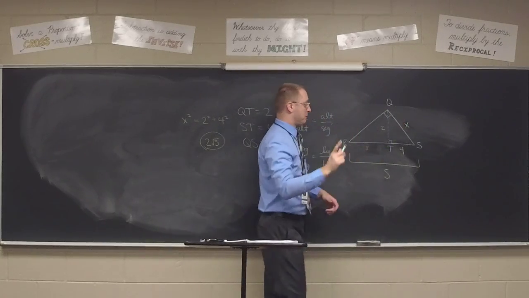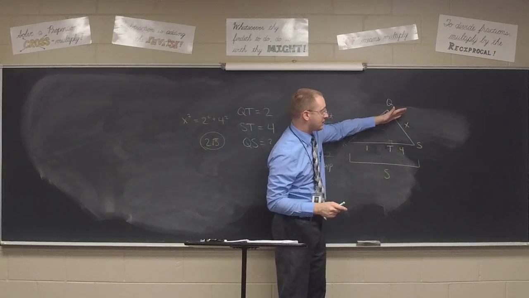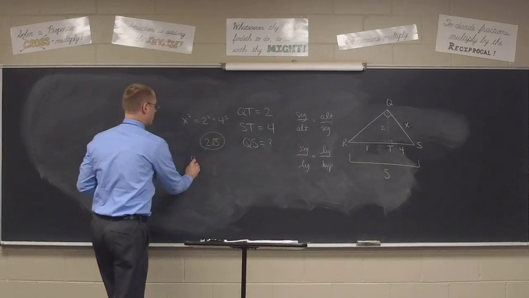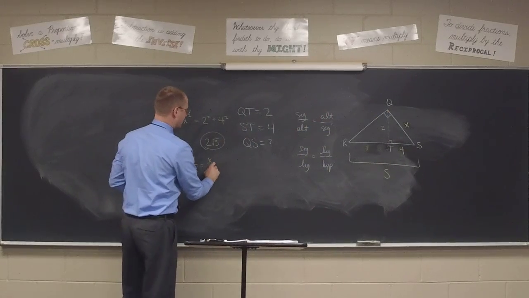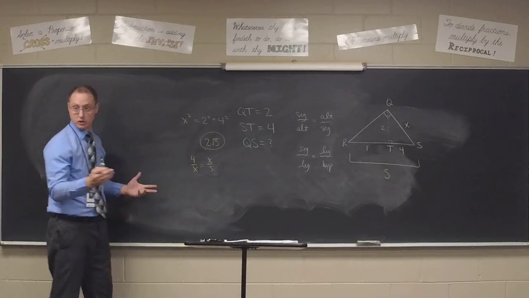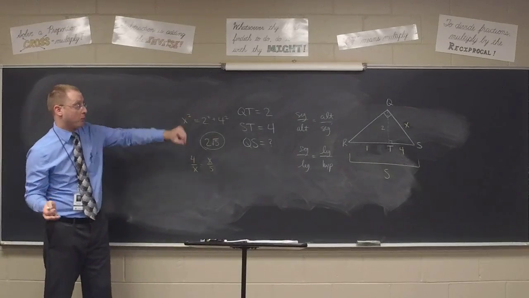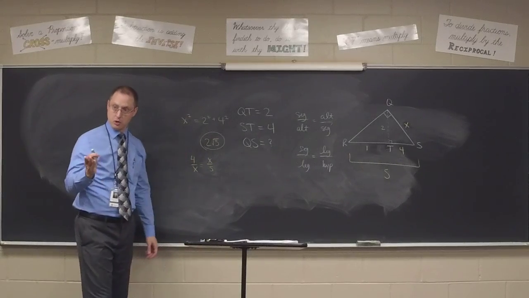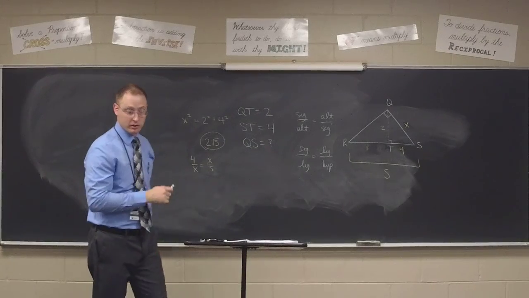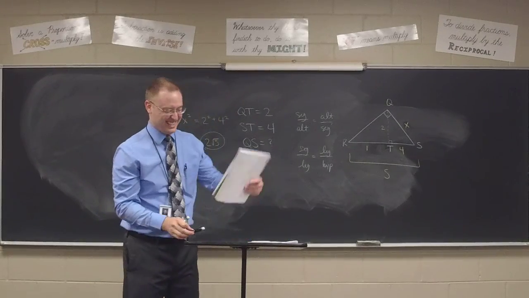I do have a proportion now that says segment is to leg as leg is to hypotenuse. And we could say 4 is to x as x is to 5, and we'd still get 2 times the square root of 5. A couple ways we could work that problem. Questions on that? I wish I would have used Pythagorean Theorem. I could have been so much faster.